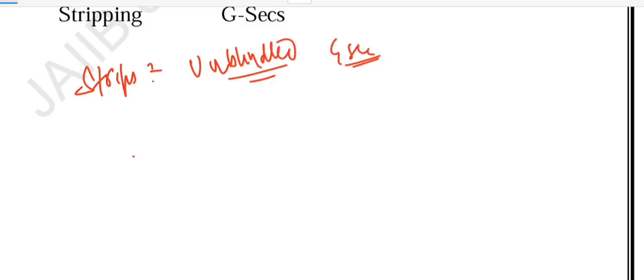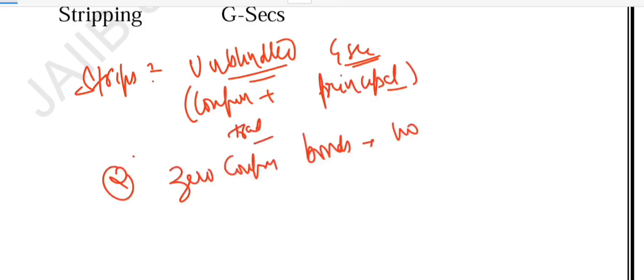So let's recapitulate what we have covered regarding strips. Whenever we talk about strips, you must remember they are unbundled government securities, which include coupon payments plus principal. They are traded separately. Second, they are zero coupon bonds, which means no periodic interest is paid, only one payout. Third, they are SLR eligible: banks can use them to meet reserve requirements. Fourth, they are not equity and neither corporate debt.